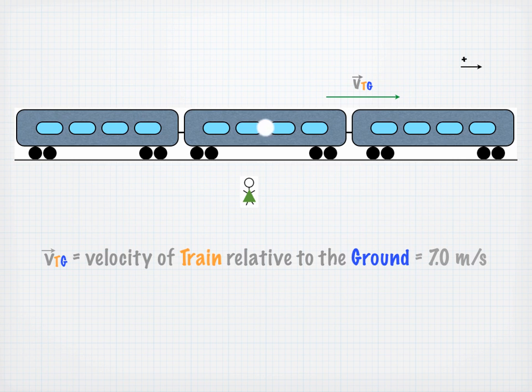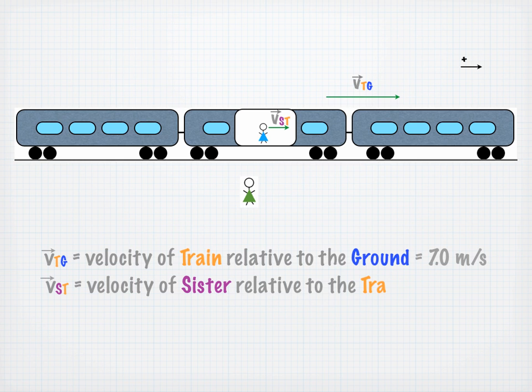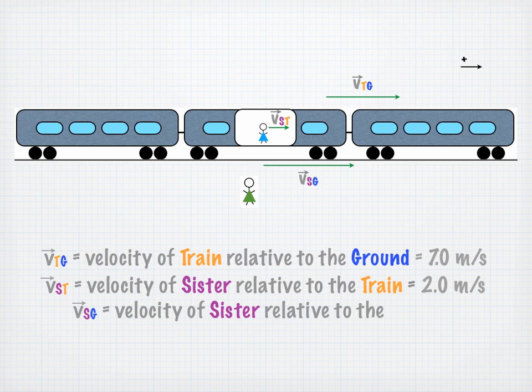My sister is walking toward the front of the train with a velocity of 2 meters per second relative to the train. We'll call this velocity vector vst, with s referring to my sister and t referring to the train. What if I want to know how fast my sister is traveling with respect to the ground outside? Let's call this vector vsg, with s referring to my sister and g referring to the ground.